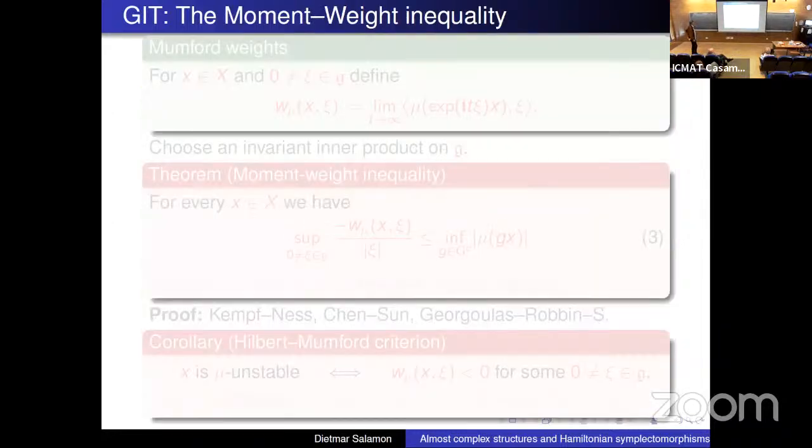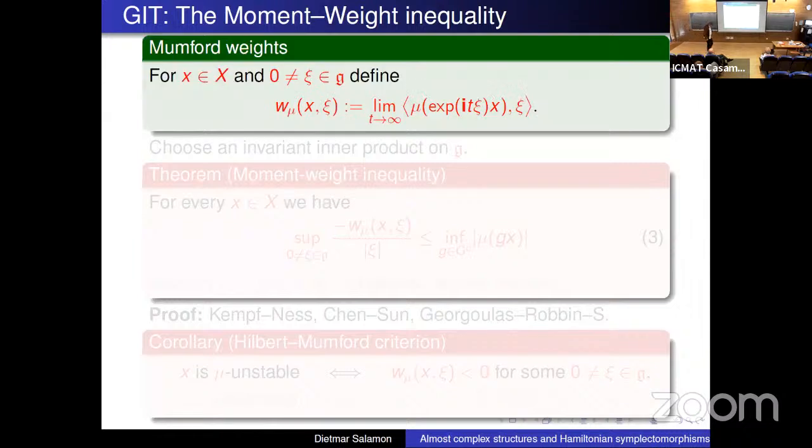And the key ingredient from my point of view, which goes back to the work of Mumford, is the so-called Mumford weights that can be assigned to a point X and a non-zero element psi of the Lie algebra. It is this number where one considers the complexified action of psi on X, takes the limit as t goes to infinity, and takes the evaluation of the moment map on psi.